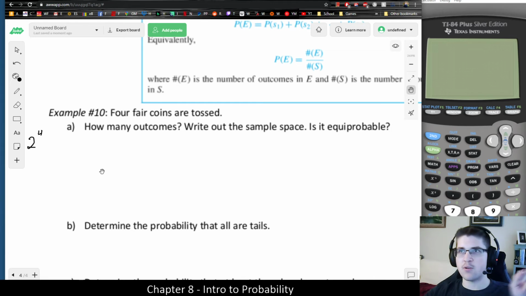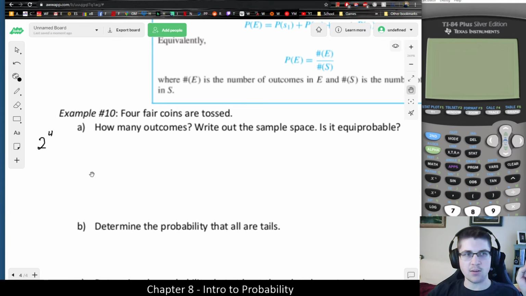Because if I think about the first coin flip, 2 options. Second coin flip, 2 options. Third coin flip, 2 options.